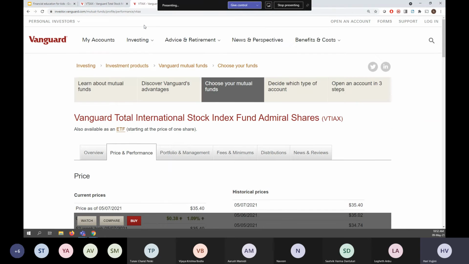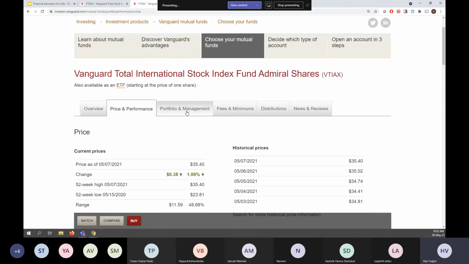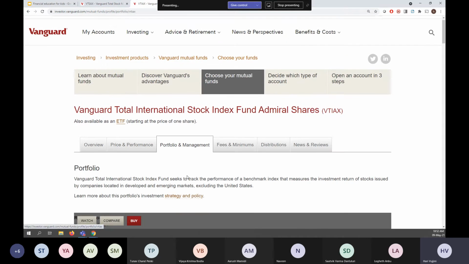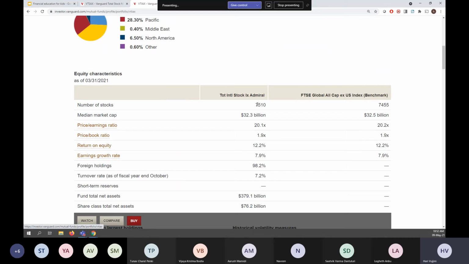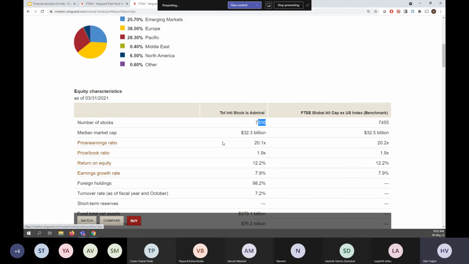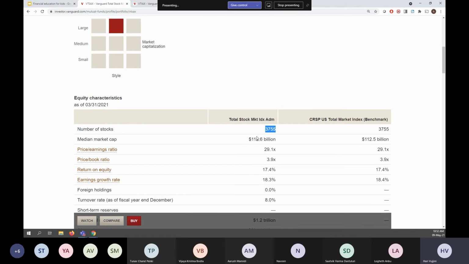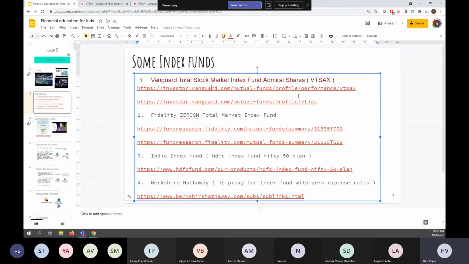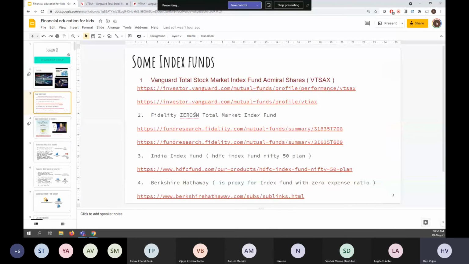3,755. But if you do international companies, how many companies is it invested in? 7,000-plus. 7,550 companies. That's too much diversification. So one has to balance: should I diversify too much or should I diversify enough? That can be good enough. So these are the two funds, if you want exposure to the US or if you want exposure across the world.